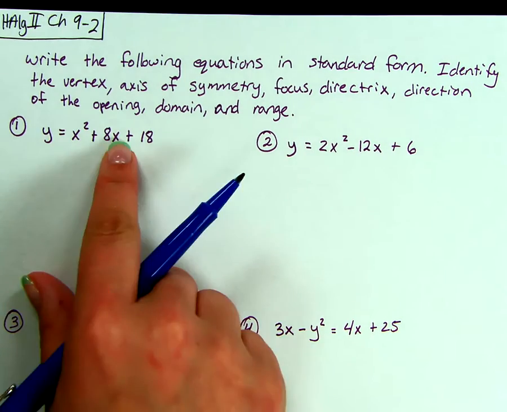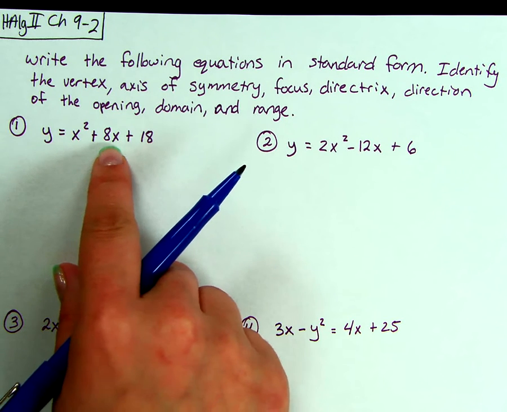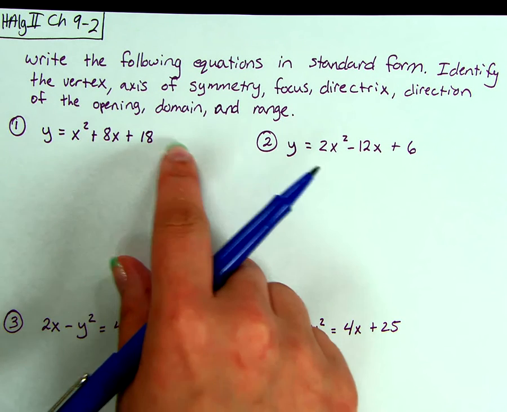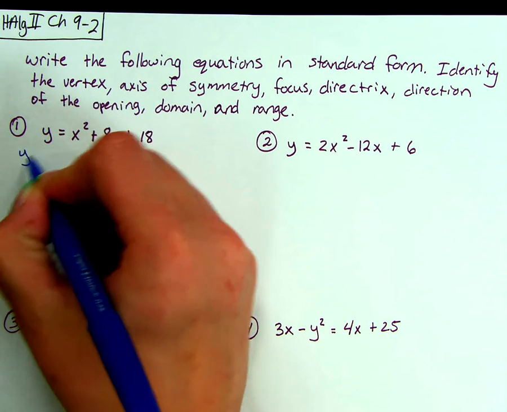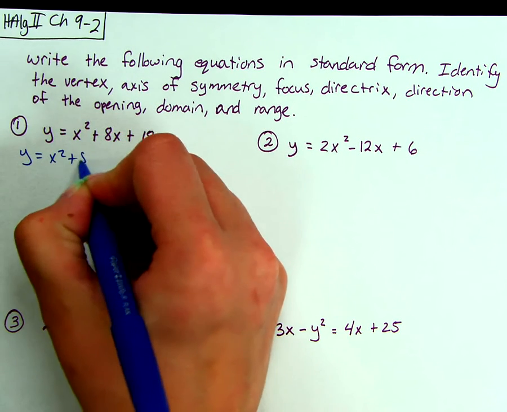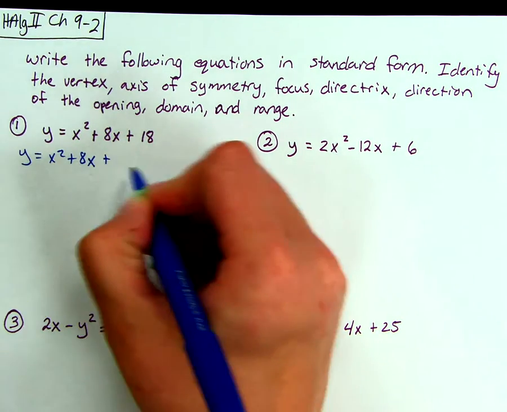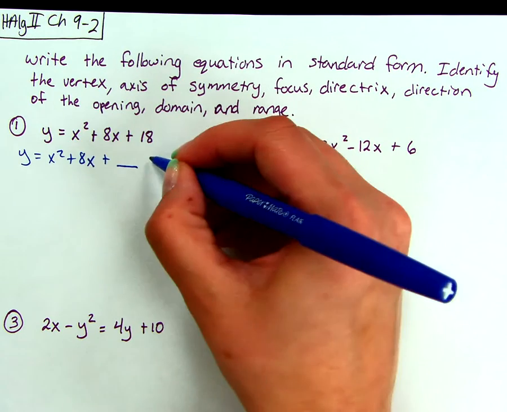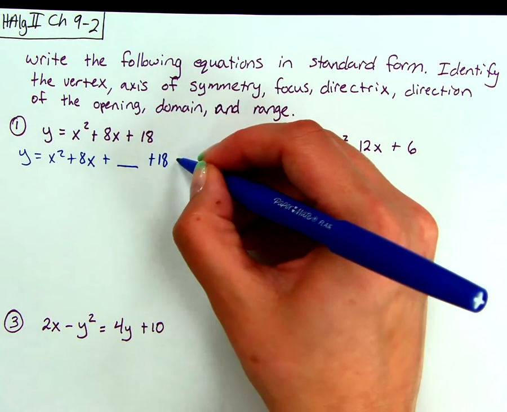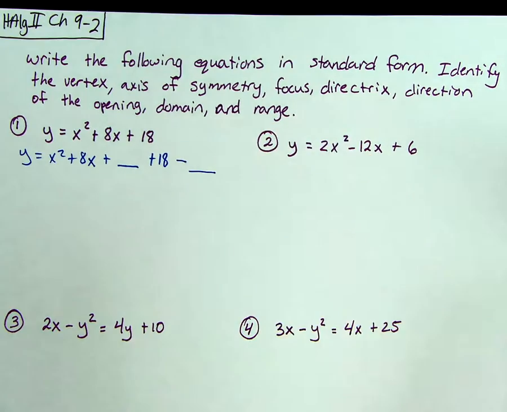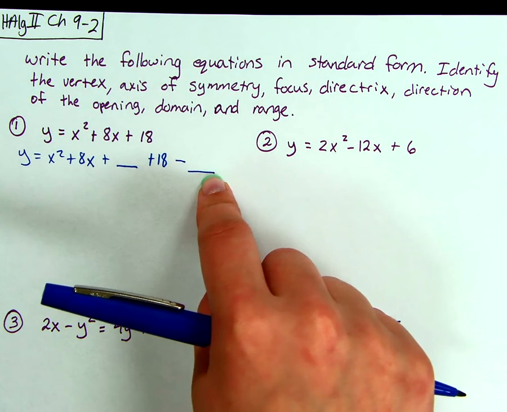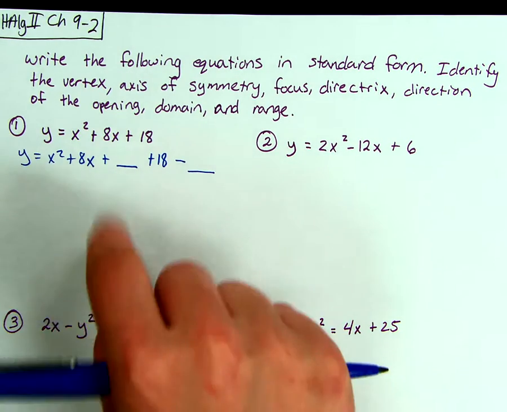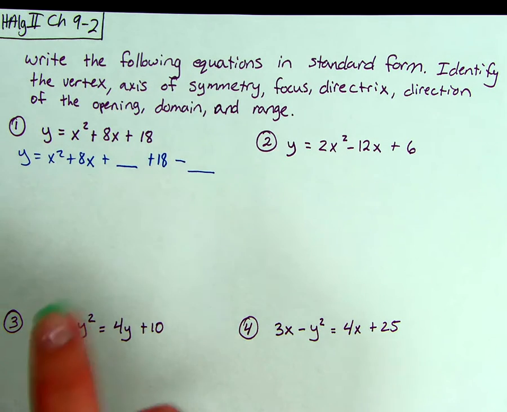And then we can start working on completing the square. As we do this, we're going to leave space in between the linear term and the constant, and then we're going to add in another space at the end. So we'll have y equals x squared plus 8x plus, and then we're going to leave room to complete the square, plus 18, and then we're going to subtract that same number. By adding and subtracting the same number on the same side of our equal sign, we're not changing the problem, we're just going to manipulate it to look the way that we want it to.